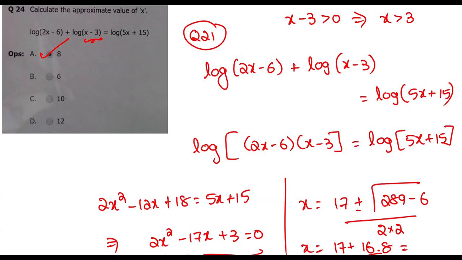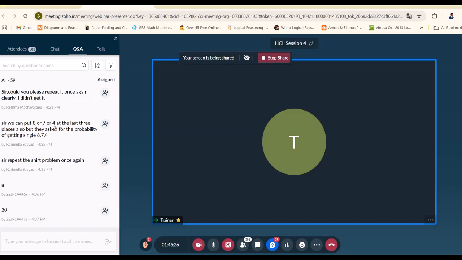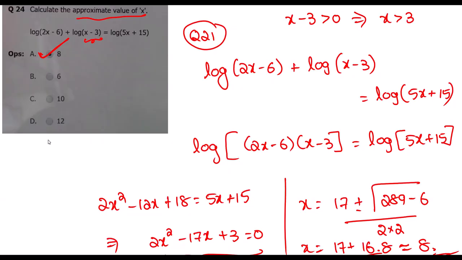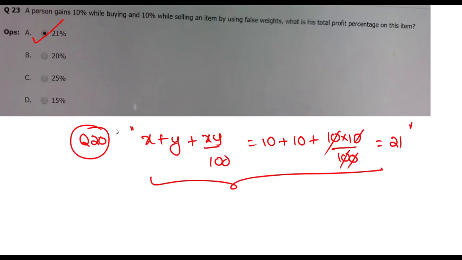Then 33.8 divided by 4, it's approximately 8 point something. So close to 8 is the better option. Approximate value, not exact. We don't get an exact value, an approximate value for this. It's not 6, it's 8 it seems. So please have a look.